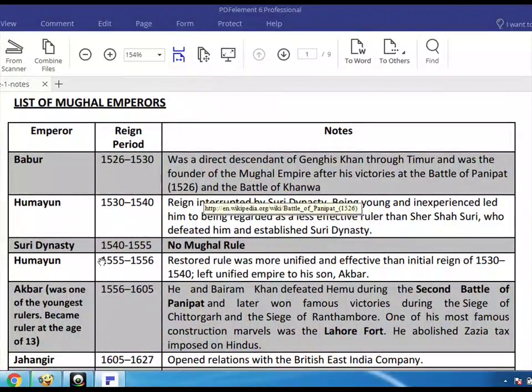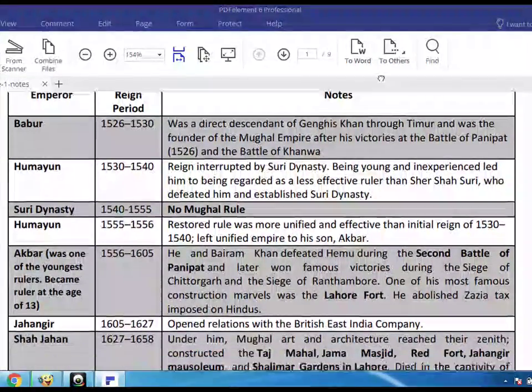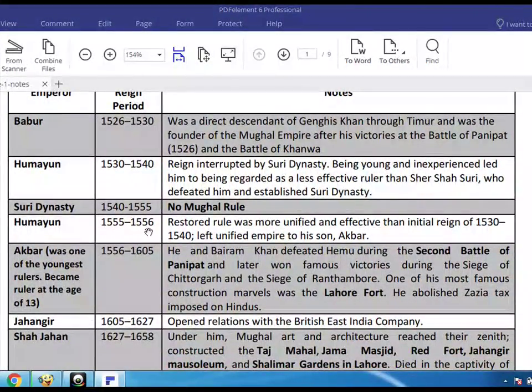Restored rule was more unified and effective than the initial reign of 1530-1540. Left a unified empire to his son, Akbar. Akbar was one of the youngest rulers. Became ruler at the age of 13.